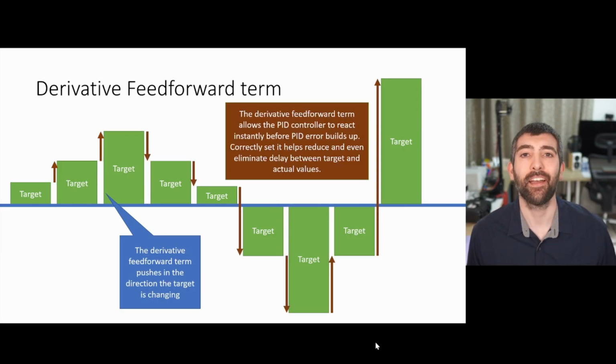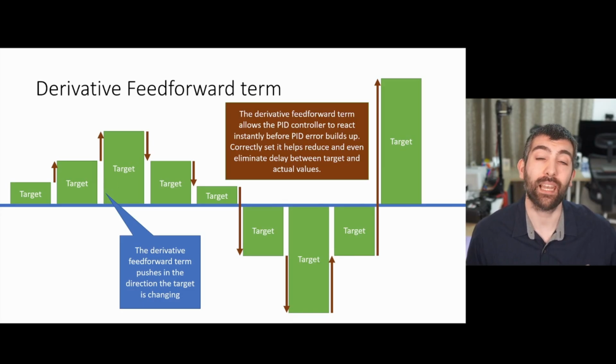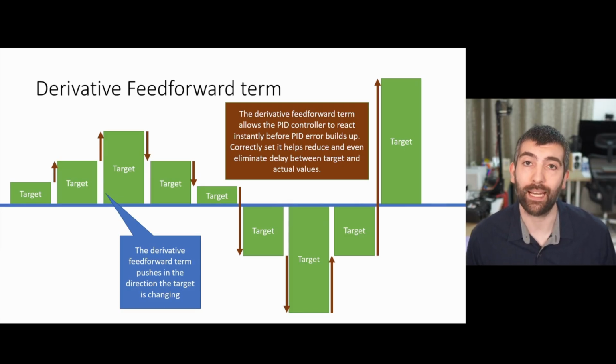useful. The derivative feed-forward term in the ArduPilot PID controller looks at the rate at which the target is changing, and it pushes in the direction that the target is changing in proportion to how fast the target is changing. The main purpose of the derivative feed-forward term is to allow the PID controller to react more quickly before PID error builds up, and if you have derivative feed-forward correctly set, it can reduce or even eliminate the delay between changes in target and actual values, and that really helps the controller respond much more quickly to sudden changes in the target.